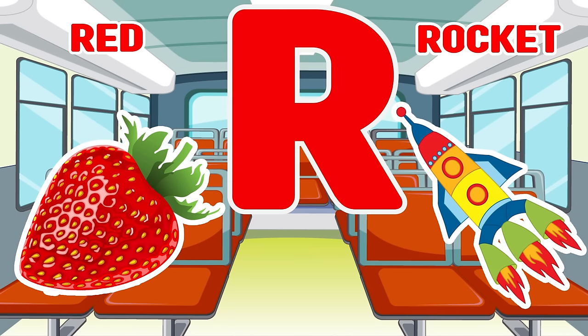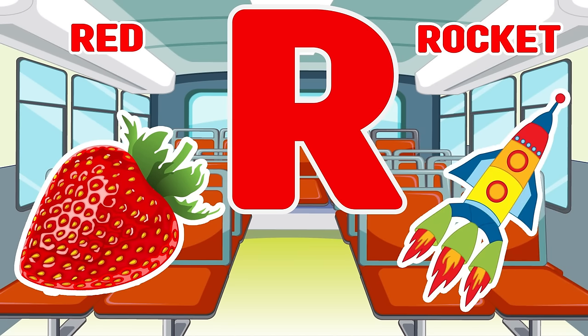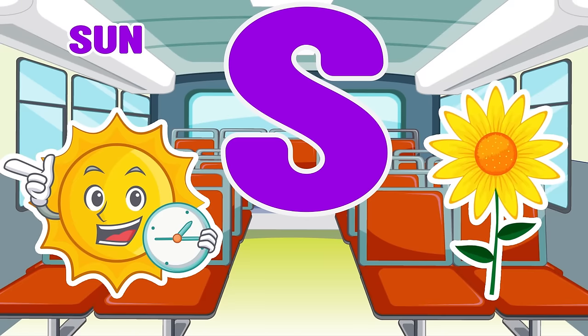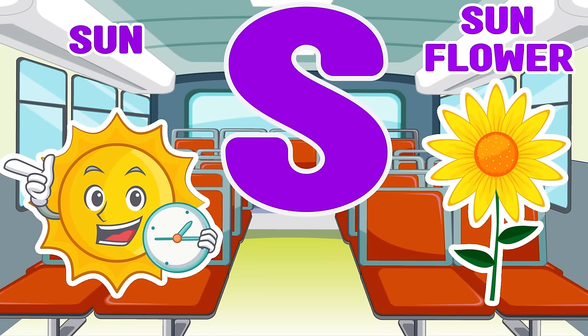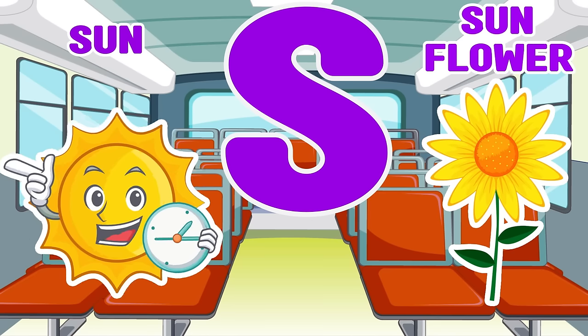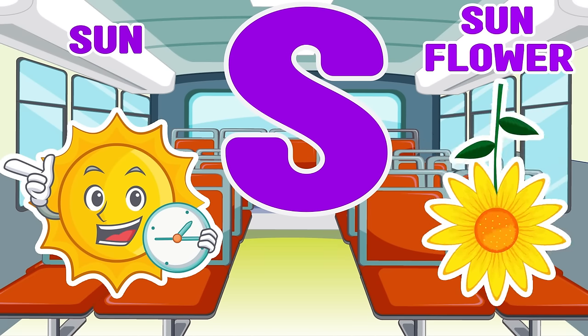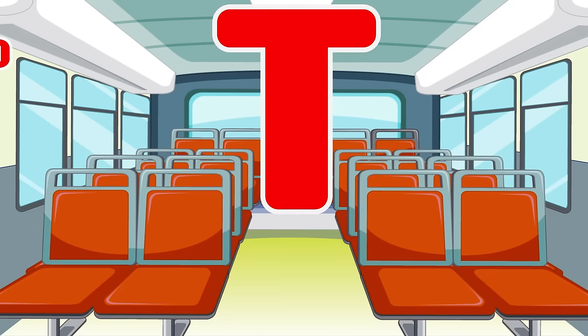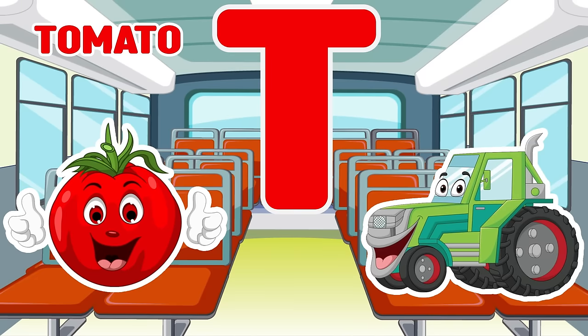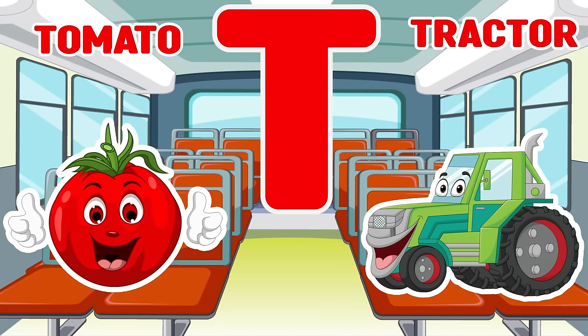R is for rocket. S is for sun, sun. S is for sunflower, sunflower. S is for sun. S for sunflower. T is for tomato, tomato. T is for tractor, tractor. T is for tomato.